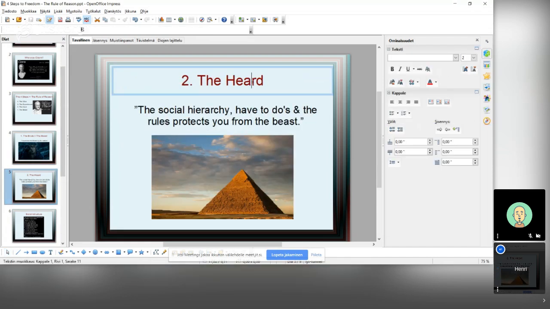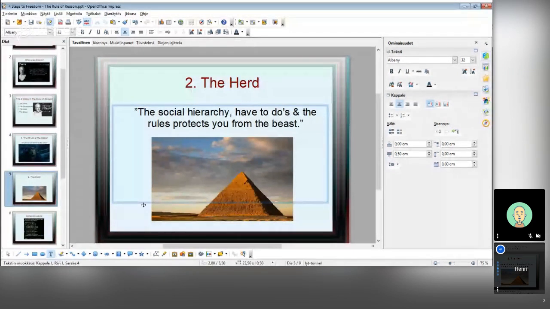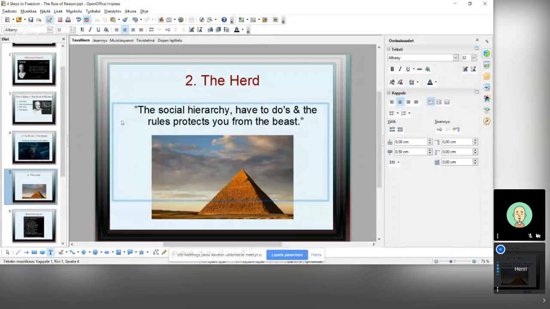And the herd is another level, which is basically considered to be above the beast level, because usually what happens is that people are so afraid of the beast, because the beast can do basically anything to the herd. So people gather together and form this kind of pyramidal social hierarchy, and they have to do what people have to do in order to not fall into the level of the beast. And they create lots of rules that protect you from the beast.